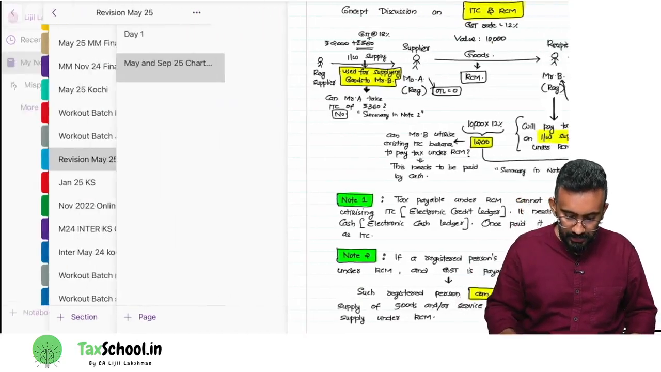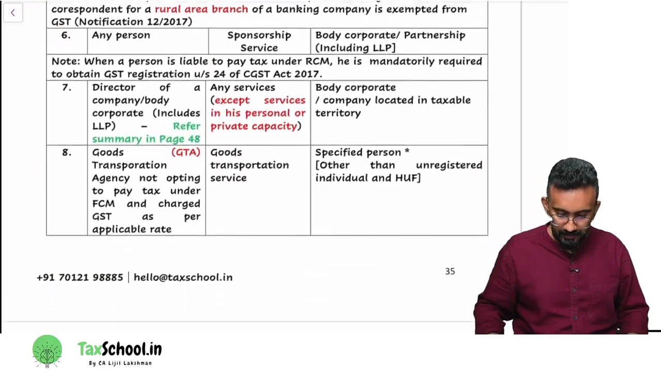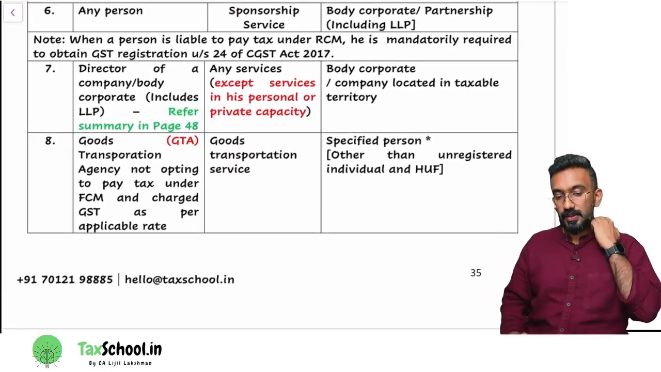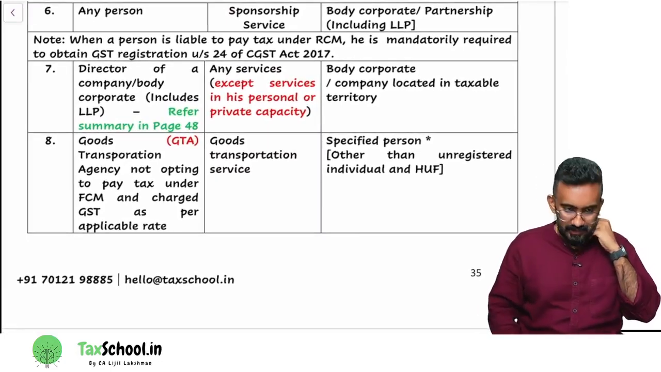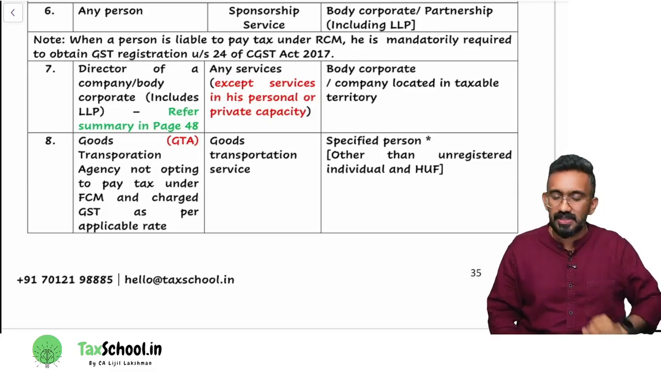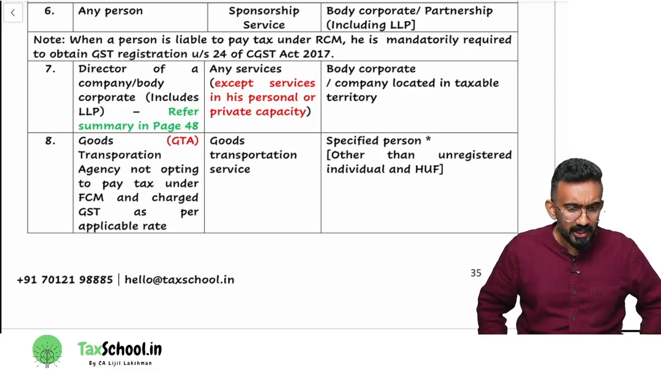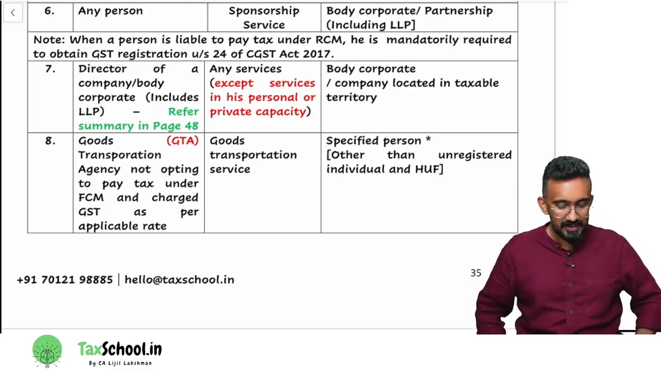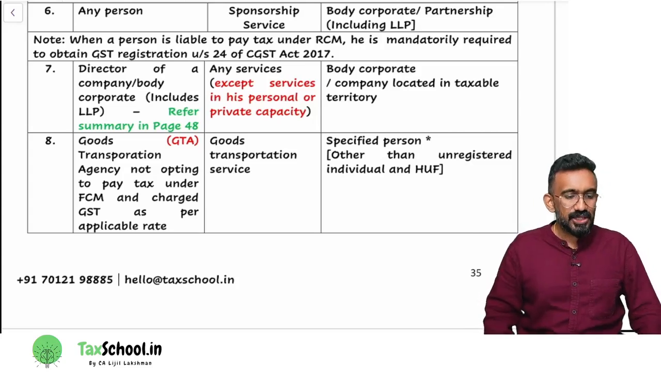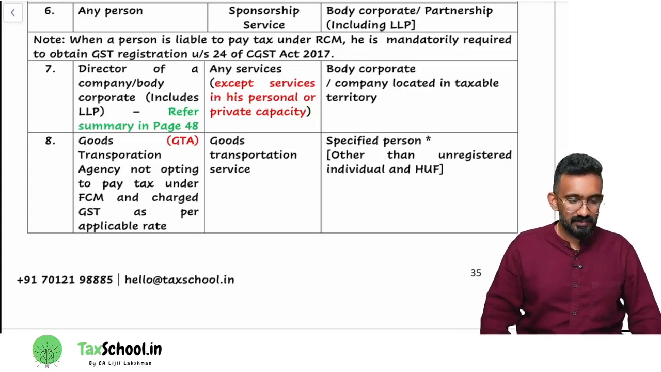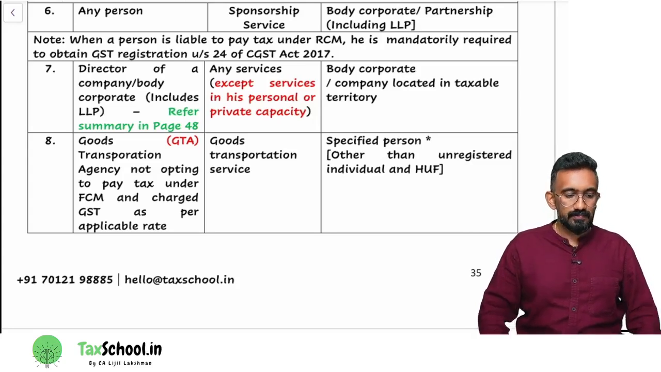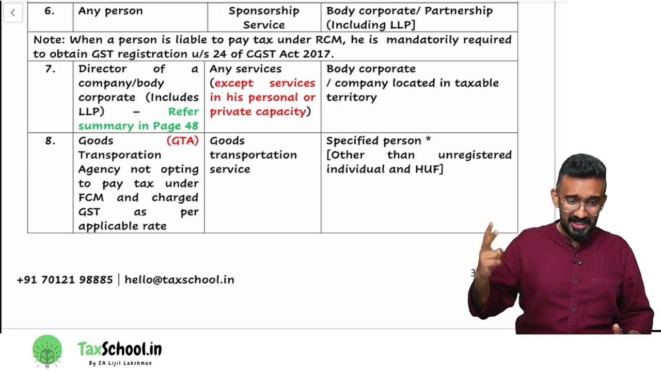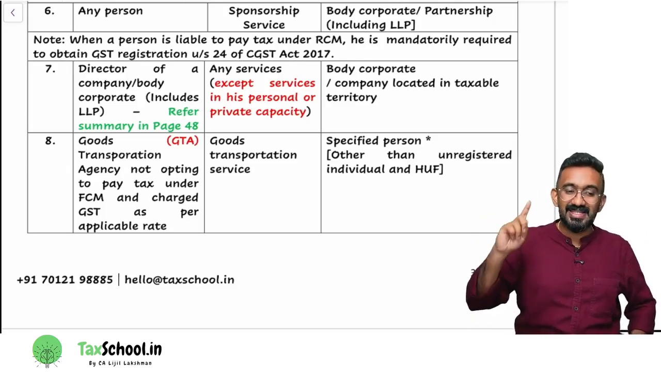Now let's move to the next RCM case. Point number 6. Any person providing sponsorship service to a body corporate or partnership firm, including LLP, is taxed under reverse charge mechanism. You tell me, is it a conditional RCM or general RCM? First is conditional RCM, 2 is general RCM. It is a conditional RCM.